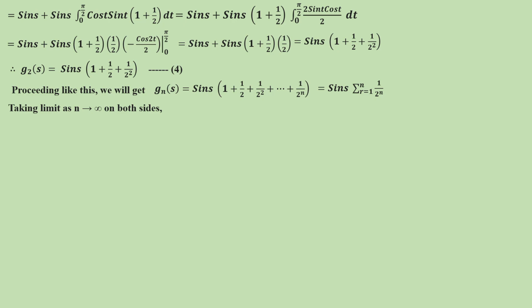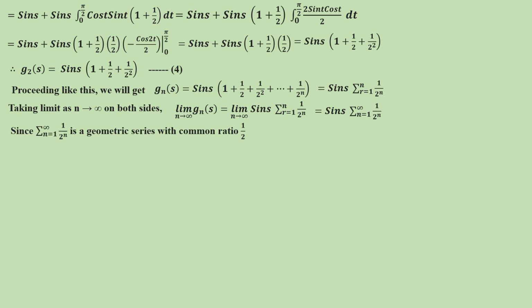Taking n tends to infinite on both sides, limit n tends to infinite, gn of s is equal to limit n tends to infinite sin s summation r is equal to 1 to n, 1 by 2 power r, not n. So that is equal to sin s summation. Now you replace: instead of r you put n, because n tends to infinite. So n is equal to 1 to infinite. That means r tends to infinite. n tends to infinite means r tends to infinite, both are same. n is equal to 1 to infinite, 1 by 2 power n.